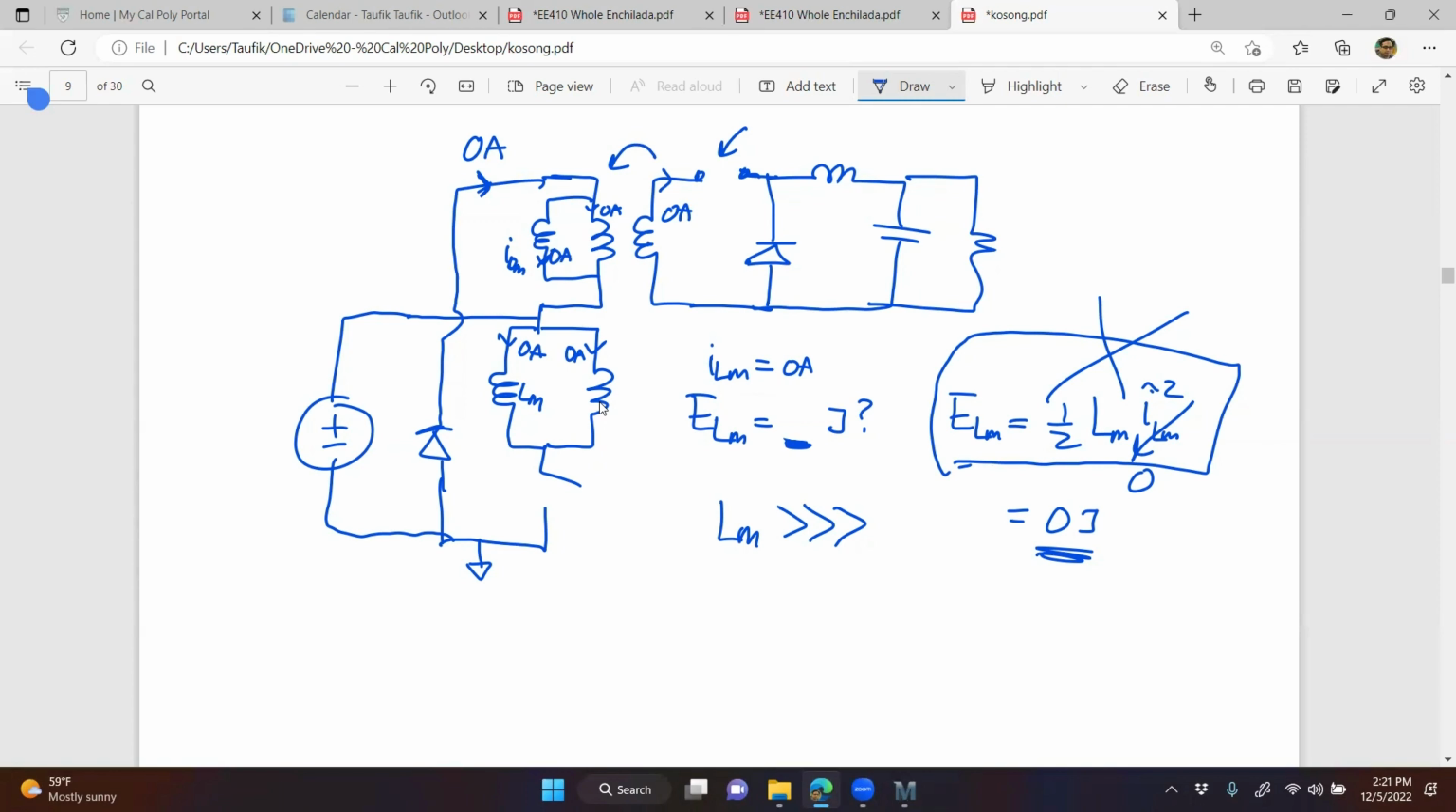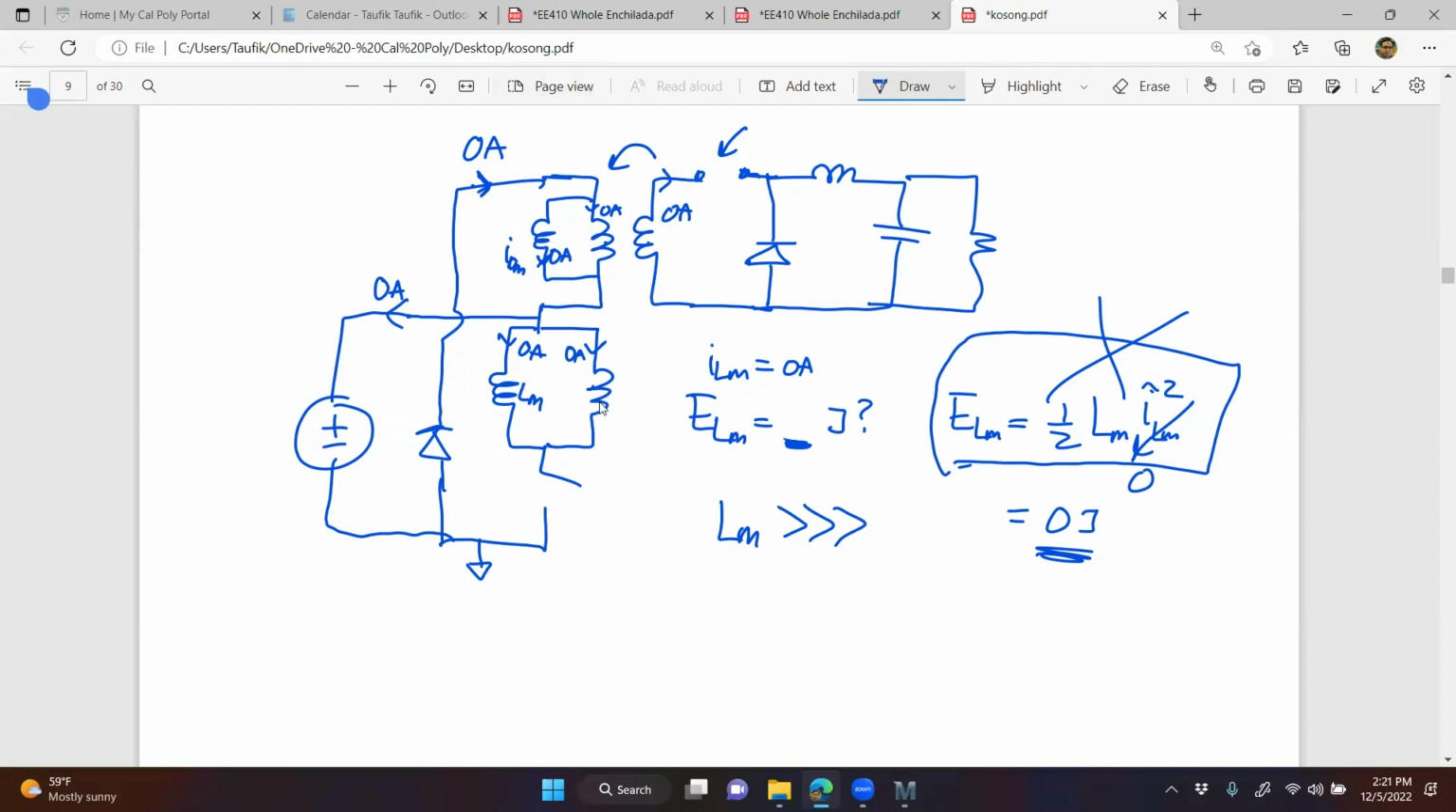This winding is 0 amps. That means this winding is going to be 0 amps. That winding is also 0 amps. So for this condition, when Lm is large, when the switch is off, if you look at the source current, it is going to be 0 amps as well. There's nothing going back to the source right there. Does that make sense first?